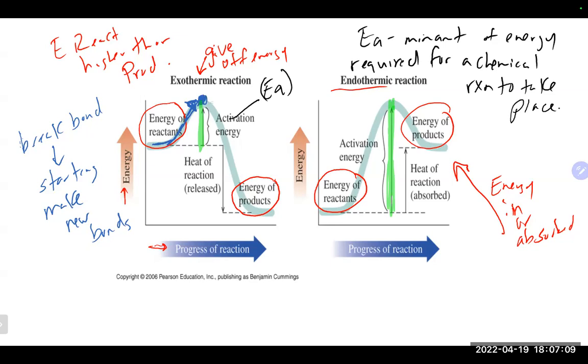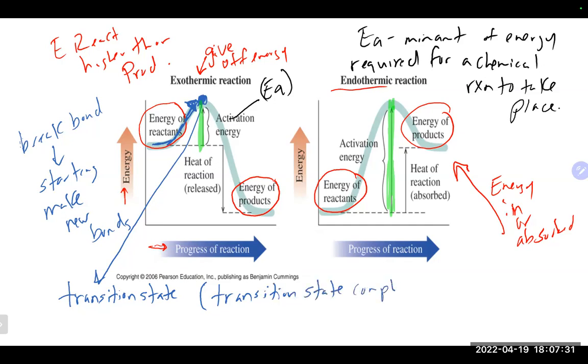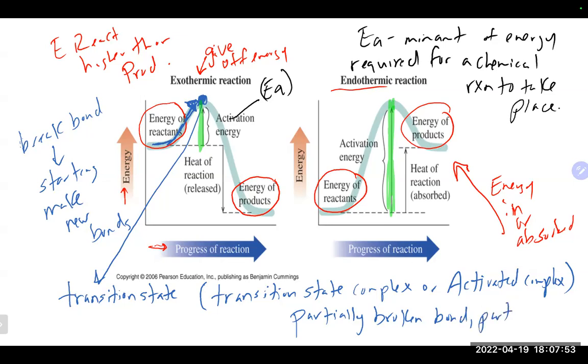When we get to the peak of the hill, this spot right here, and I'll just draw it down this way, that is what is referred to as the transition state. When you get to the top of the hill, you have something known as the transition state complex, or sometimes referred to as the activated complex. That is a species that has some partially broken bonds and some partially made bonds.